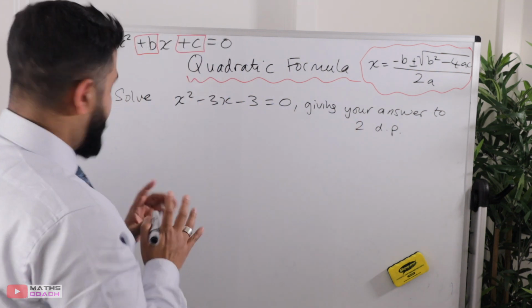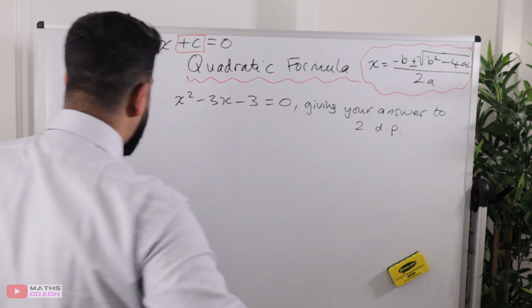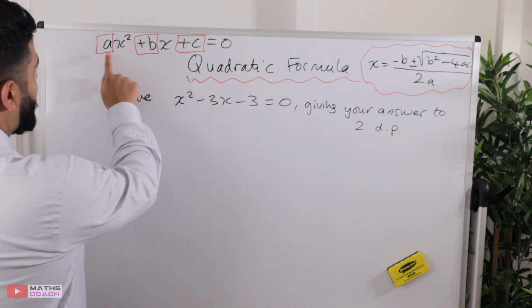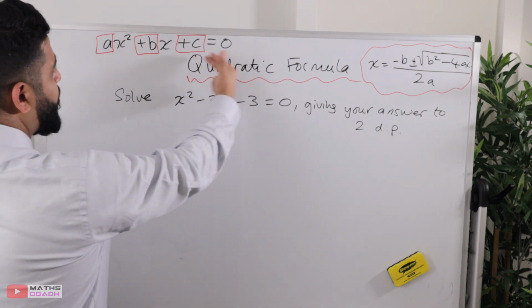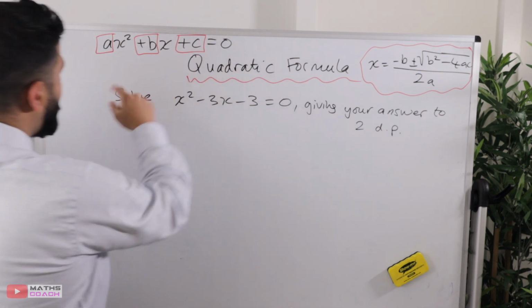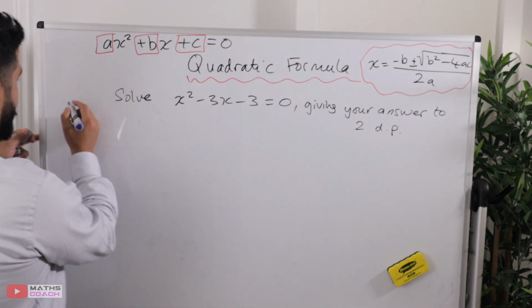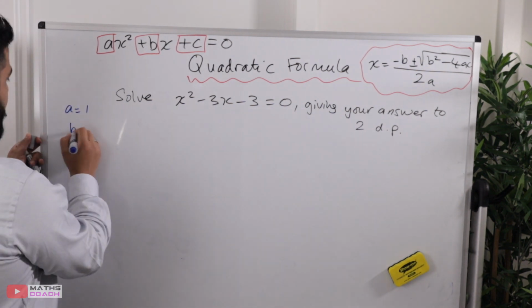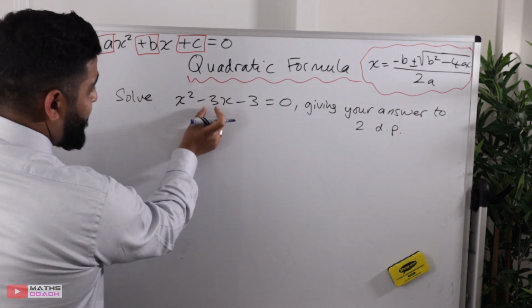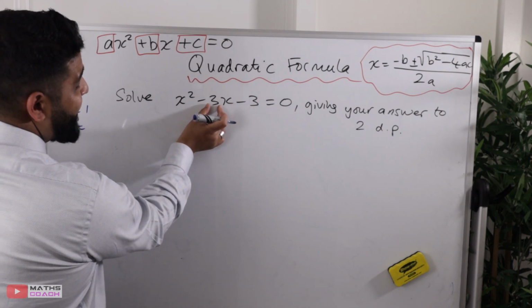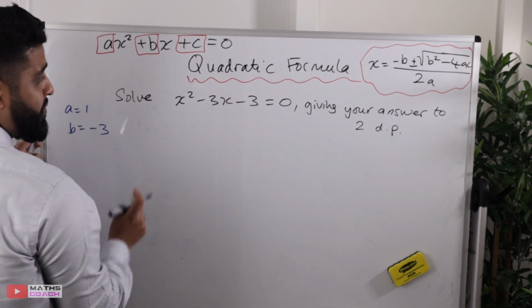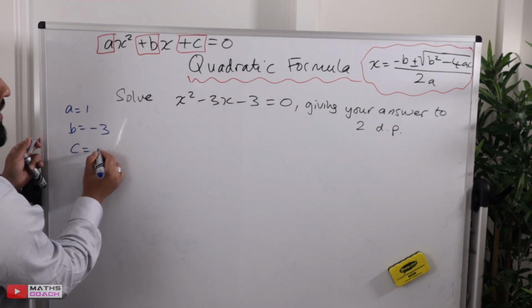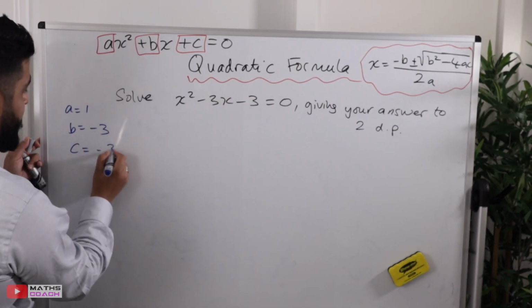Okay? Right, so the first thing we are going to do is identify our values of a, b, and c. So this is referring back to the quadratic formula equation. Okay, so we know that our a here is 1. Our b here is minus 3. Often students make a mistake and they just say that their b value is 3. You have to include the sign as well, so it's minus 3. And our c is also minus 3.